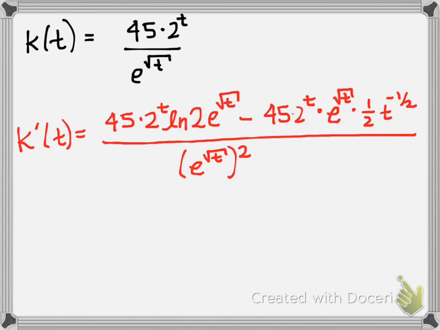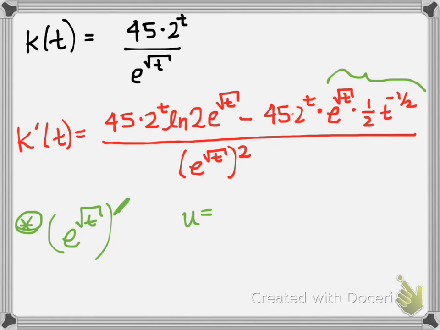Just as an aside, if you want to know how I came up with this, if you don't, that's okay. I'm done. That's all I'm going to do is try to tell you how to find that. If you want to find the derivative of e to the square root of t, you first need to figure out what the inner function is. Our inner function is the square root of t. Our outer function is e to the u.